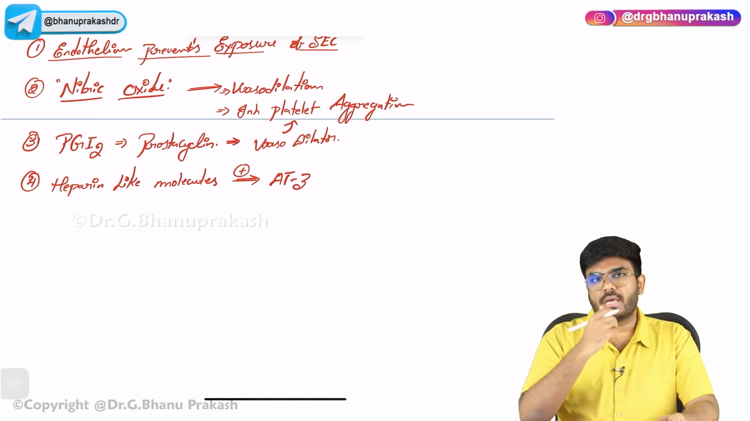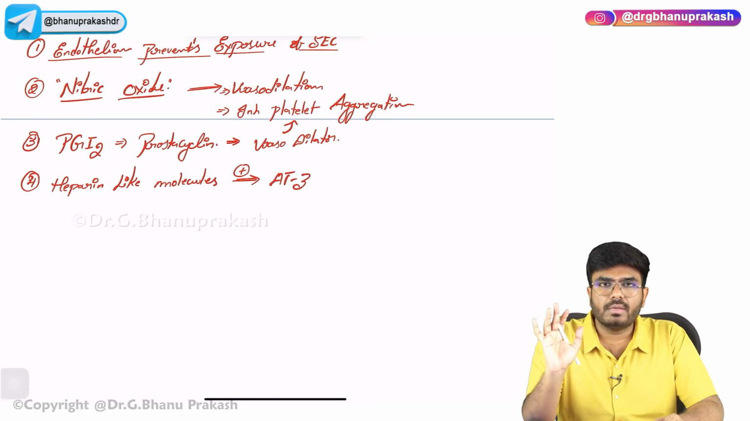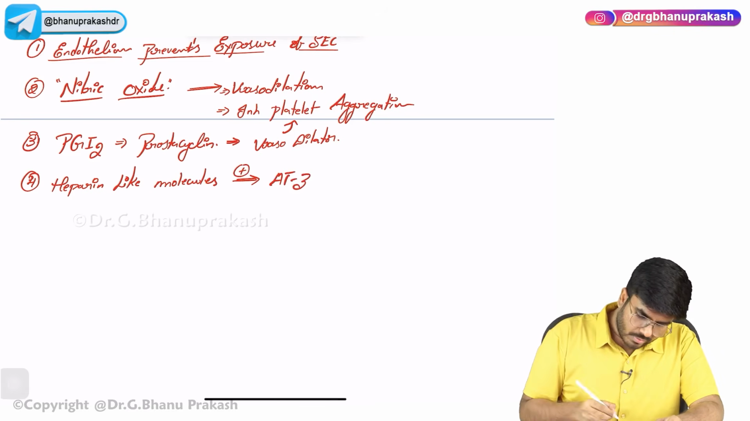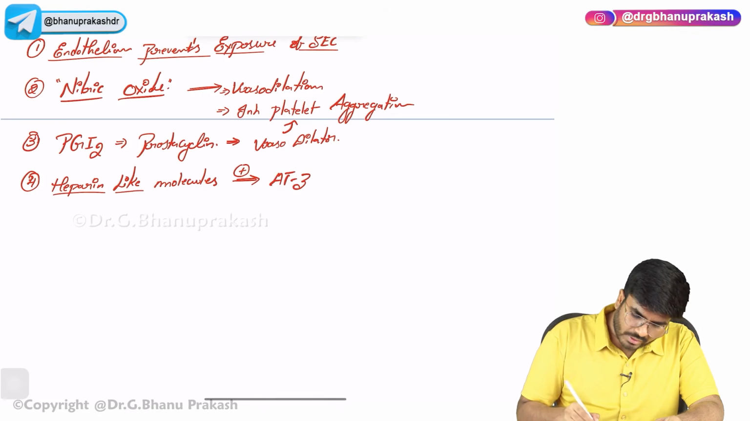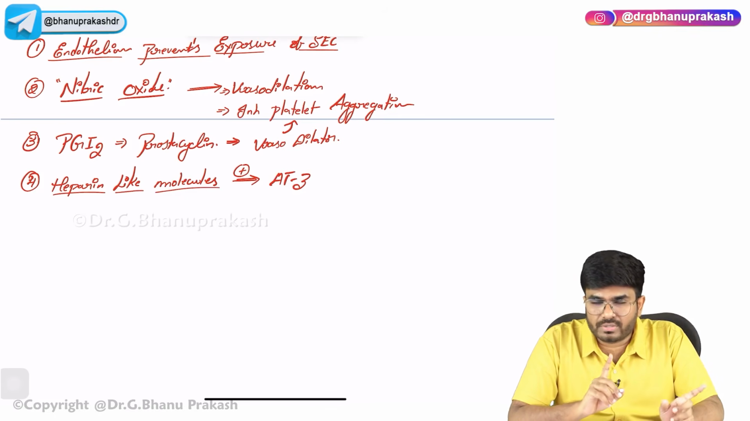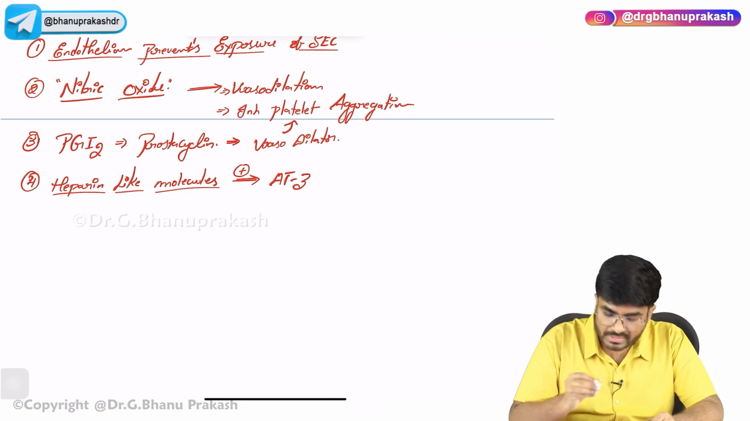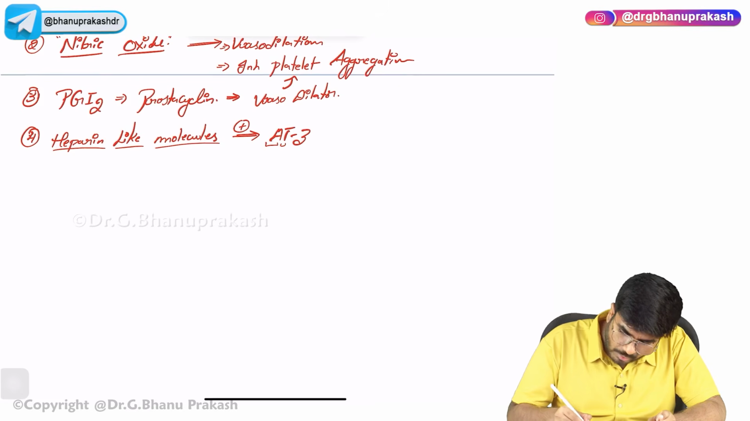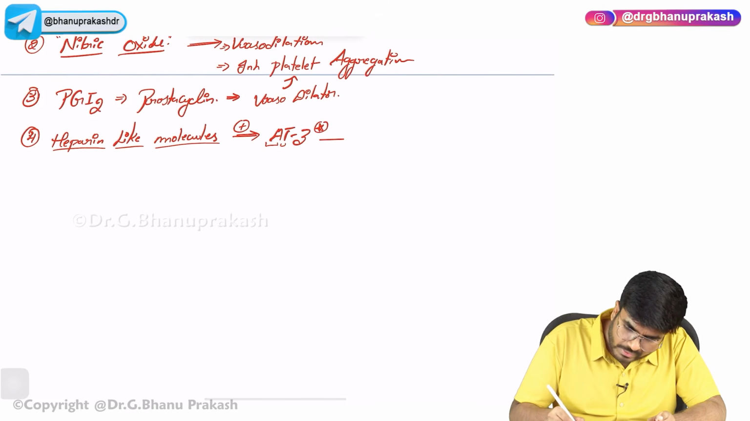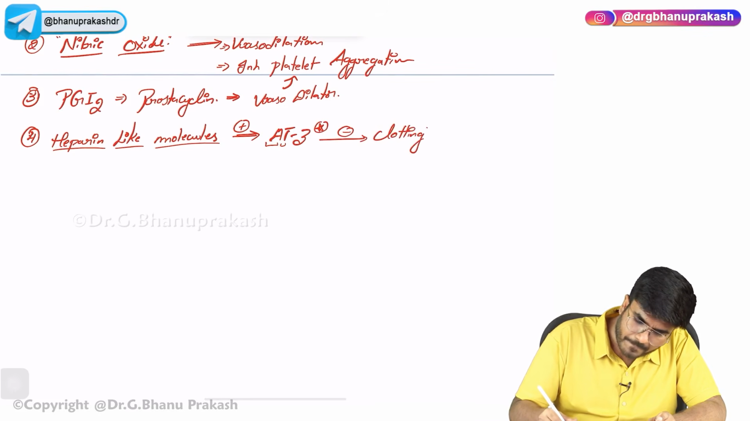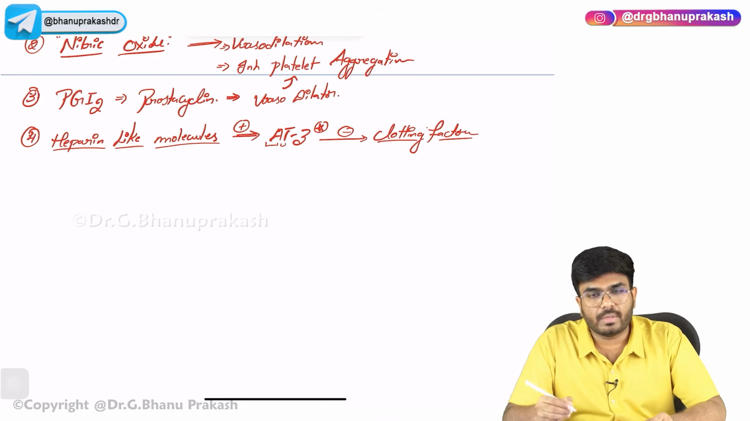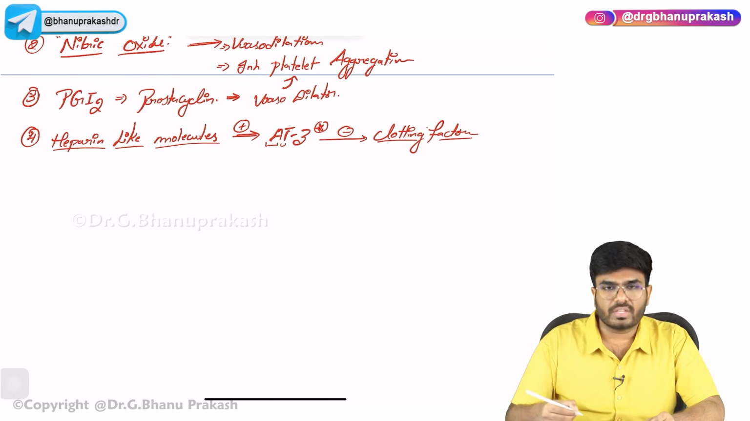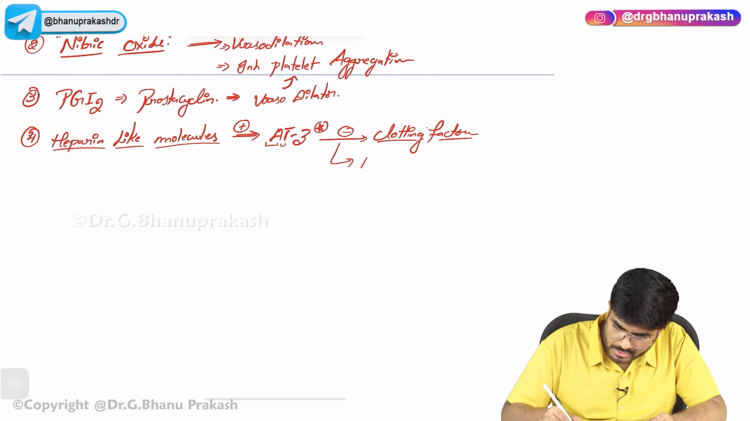This antithrombin 3 is always there in our blood. It's a plasma protein. So the heparin-like molecules coming from the endothelial cells activate the antithrombin 3. In the name itself, antithrombin, antithrombosis. Once it is activated, it will inhibit the clotting factors. So no clot formation unnecessarily. Antithrombin 3 inhibits thrombin and other clotting factors. Clotting factors are inhibited, and thrombin also.